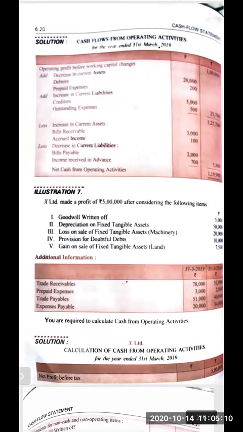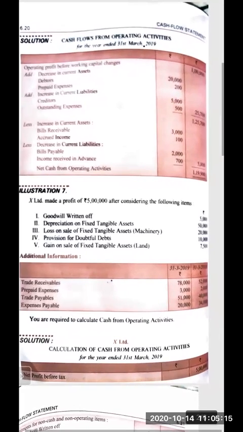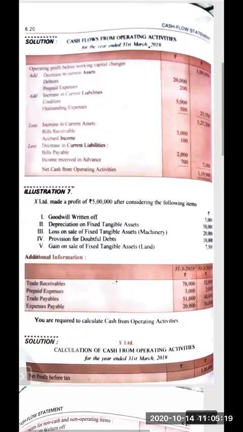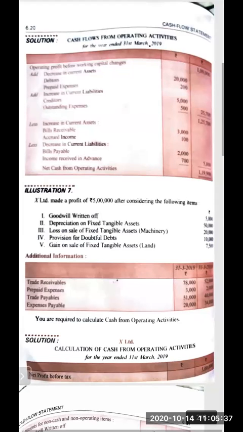And increase in current liability, that is our creditors and outstanding expense. Creditors are increasing by 5,000 rupees, while the outstanding expense is increasing by 500 rupees. In this way, we have to add those increases in current liabilities as well. By adding the decrease in current assets and increase in current liability, we will get the balance, that is 1,25,700.